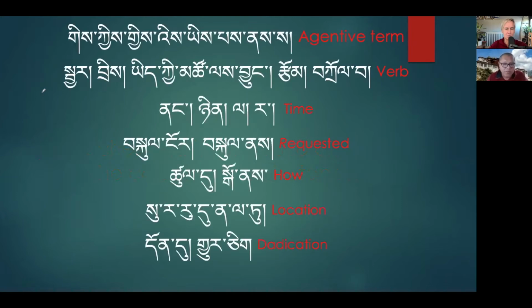So I think before we go through the colophon, we have to identify some key terms. That's really important when looking at the colophon: who composes and when, who requests, how they compose, and where, the location. What's the purpose? This is very important to know.